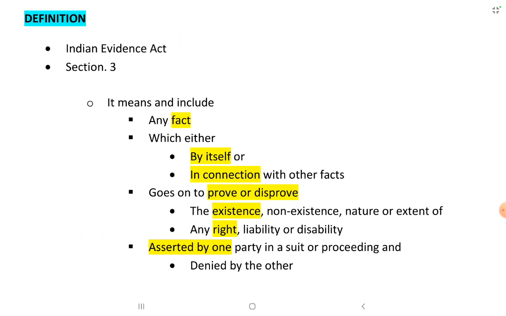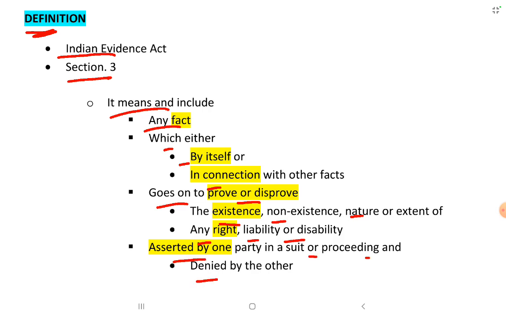It's complete. The definition of fact in issue is given in Section 3 of the Indian Evidence Act. It means and includes any fact which, either by itself or in connection with other facts, goes on to prove or disprove the existence, non-existence, nature or extent of any right, liability or disability asserted by one party in a suit or proceeding and denied by the other.